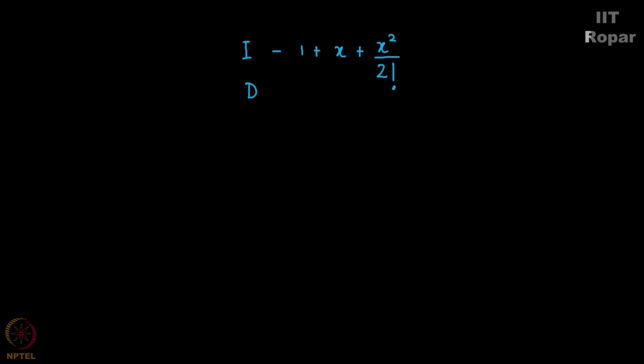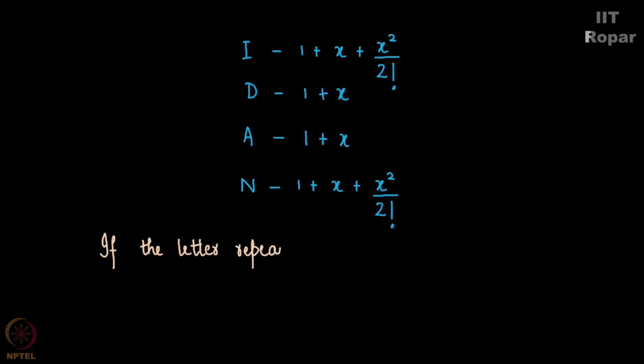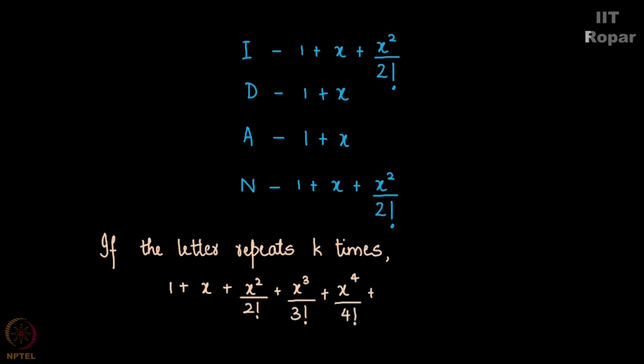For D, it is repeated only once, so it's 1 plus x. For A, it is 1 plus x. For N, it's going to be 1 plus x square by 2 factorial. So when it is repeated k number of times, you simply write 1 plus x plus x square by 2 factorial plus x cube by 3 factorial plus x to the 4 by 4 factorial up to x to the k by k factorial. Why? You will get to know soon. Okay? And then, so we are done for IDAN.